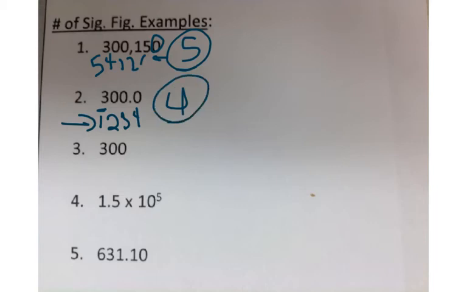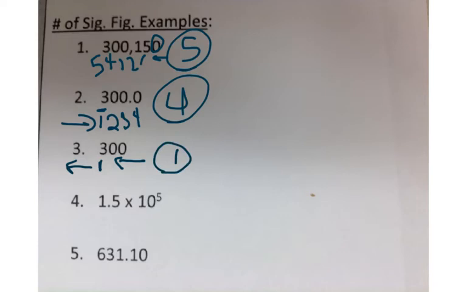Number 3, I do not see a decimal present, so I'm going to start from the Atlantic or the right side and work my way left, inland. Okay, the first number that I see that is a non-zero number is that 3. I see no numbers after that, so therefore this would only have 1 significant figure. 1.5 times 10 to the 5th.